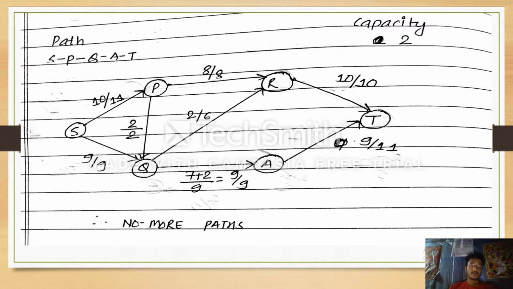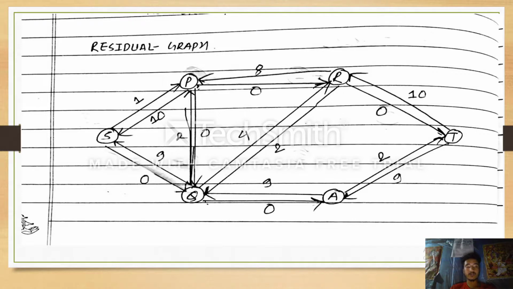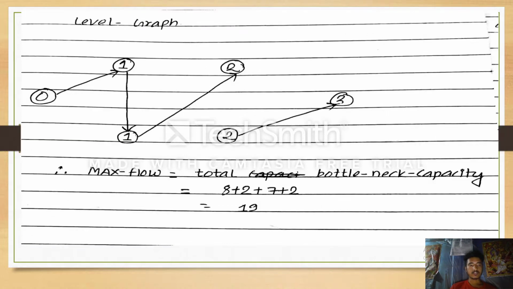So the path from S to Q is blocked, and the path from P to Q and Q to R is also blocked. So we cannot go anywhere. So no more paths are there to travel. So the residual graph of this will look like this. We can also do backtracking. So the amount of flow that can still be transferred from vertex S to P is 1, and the maximum flow that can be transferred through the vertex P to S by backtracking is 10. So like this we can also make a residual graph. So the level graph will look like this.